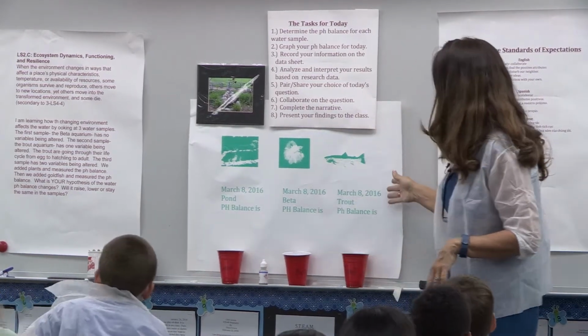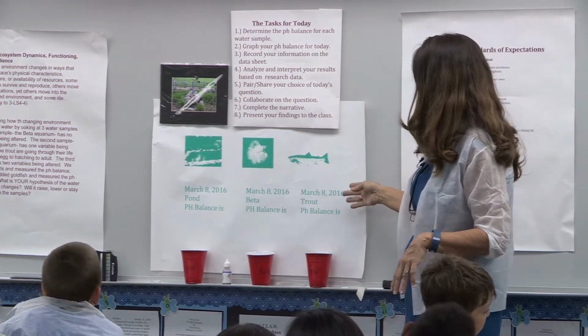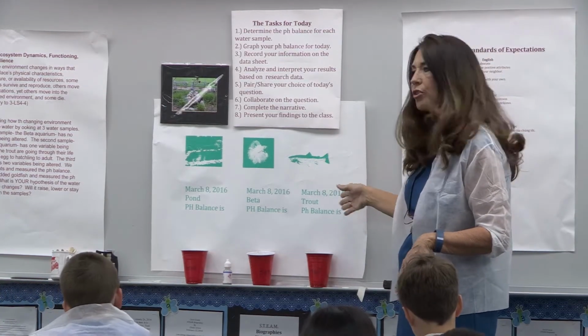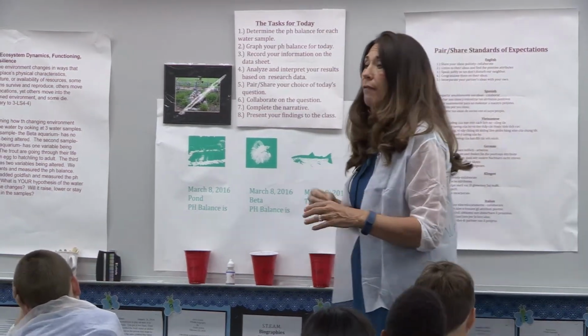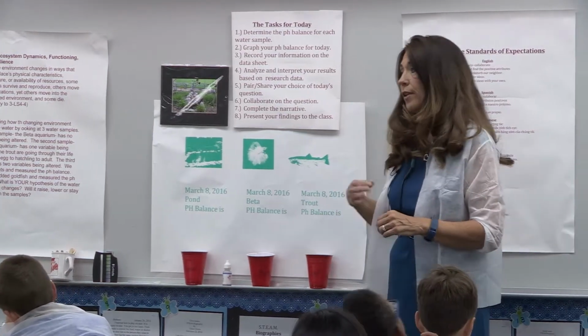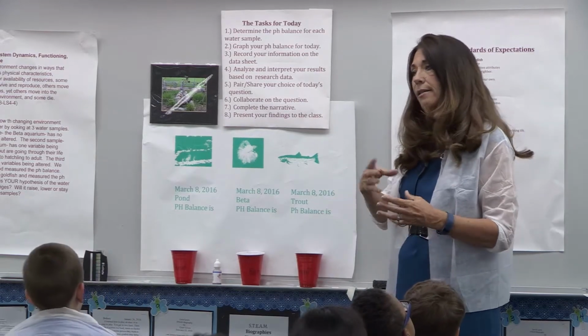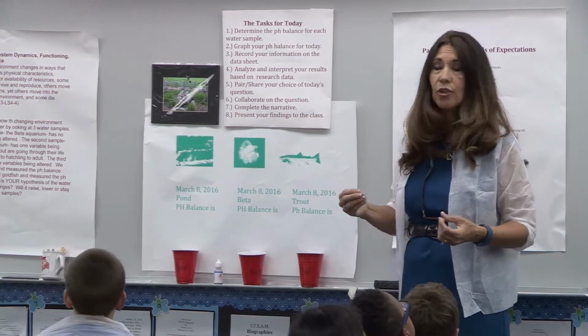The next sample that we're looking at is our 2nd grade trout. The trout aquarium has one variable changing. The life cycle of the trout has been observed by us for the last 7 weeks. We're looking at the water to see as the fish matures, does the water change?